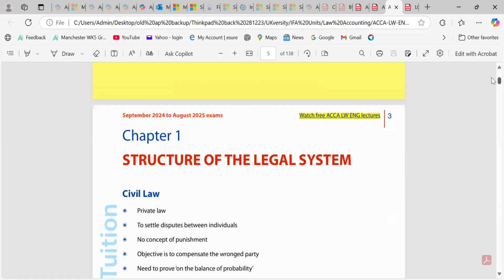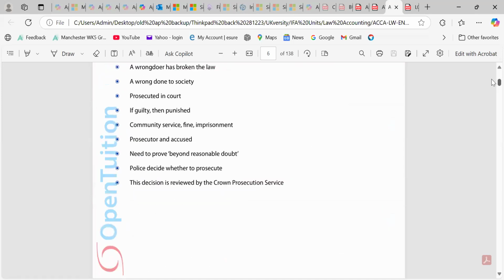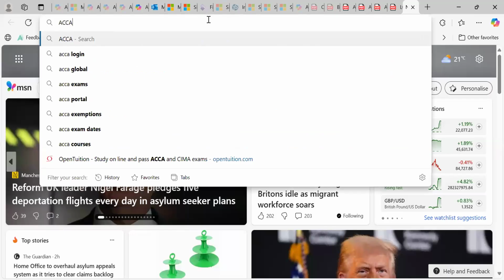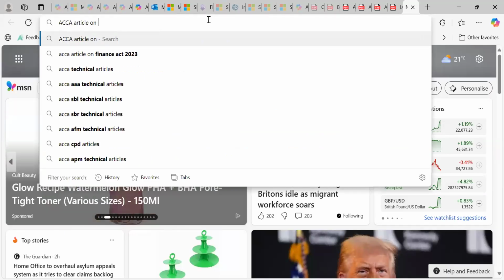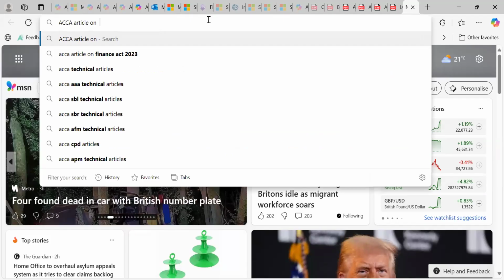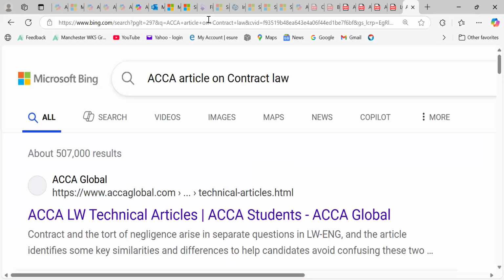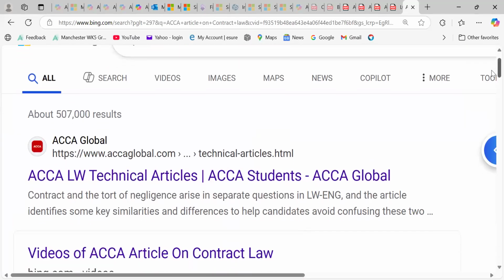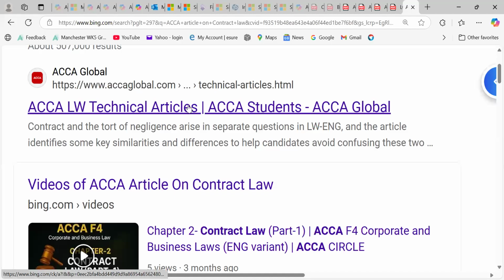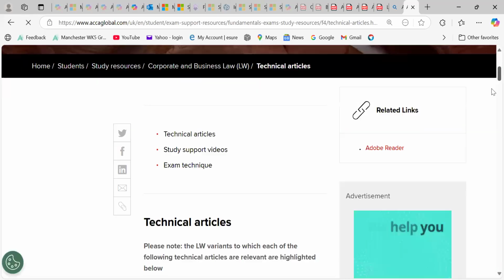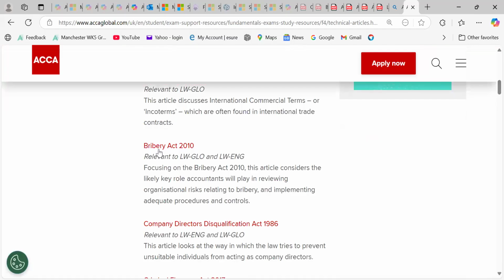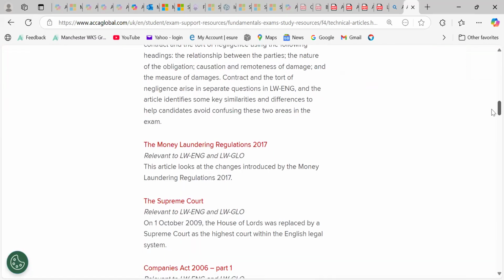And if you want to add any example yourself, that is absolutely fine. Let's say you want an ACCA article on contract law. You can find plenty of ACCA technical articles. Let's say you read something about contract law in this article, you can reference it, and copy the website. If you are writing about legislation, like the Bribery Act, you can read a little and rewrite it in your own words and put the reference.